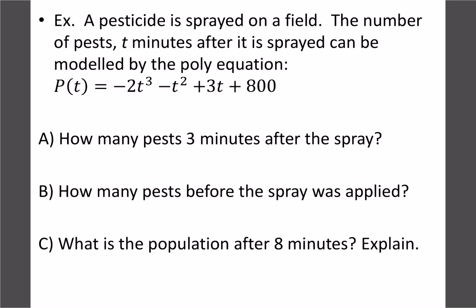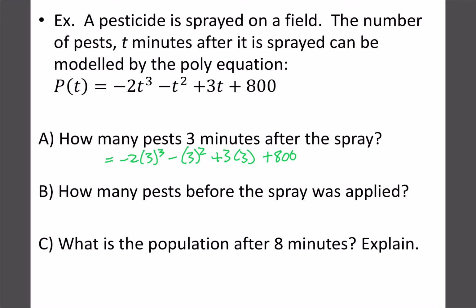Part A is asking how many pests there are going to be 3 minutes after the spray. So we're looking for a time of 3. It's probably easier in this case to just plug in 3 mathematically. So go negative 2 times 3 cubed minus 3 squared plus 3 times 3 plus 800, and just do the math on that. Or if you really wanted to, from your graph, you would have to figure out what the y coordinate is when x is 3. So if you do graph it, you could use second calc value of 3 and see what that works out to.